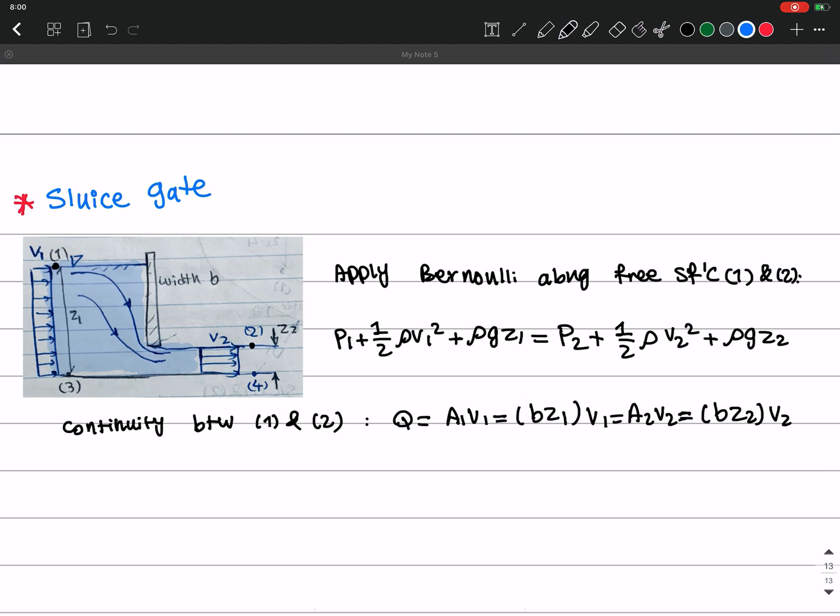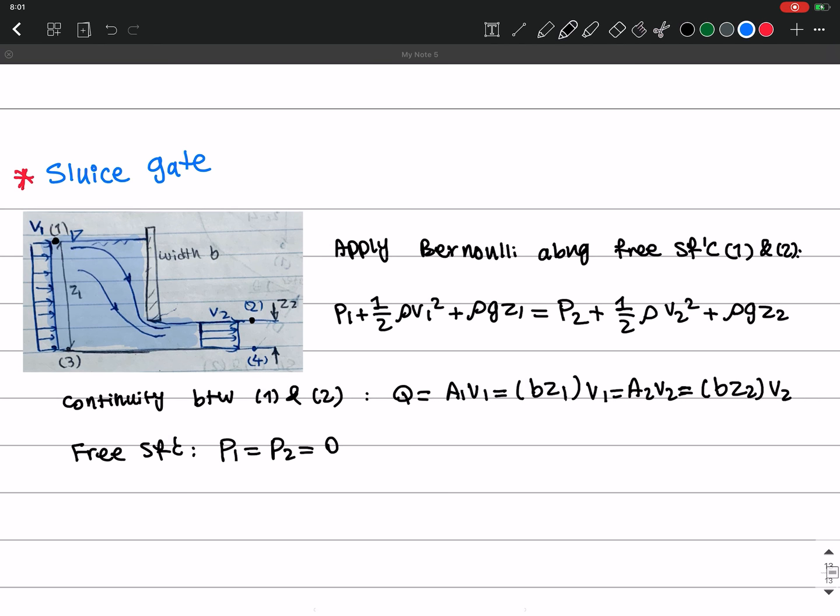And I have written the Bernoulli equation on purpose between point 1 and 2, because it's a free surface. It means it's in the vicinity of the atmosphere. So the pressure at points 1 and 2 is going to be atmospheric pressure. And if I write P1 and P2 as gauge pressure, I can assume that they are 0. So these are going to be 0.